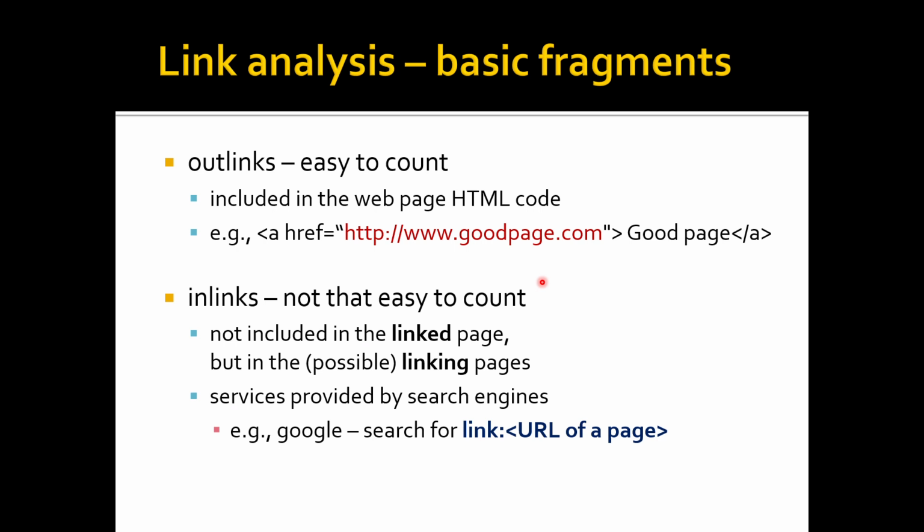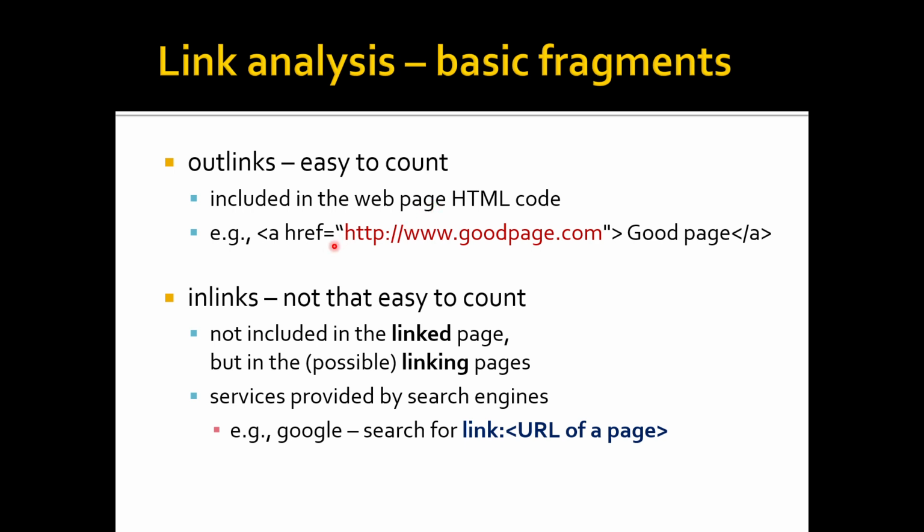But it's not so symmetric as it appears. Because outlinks are represented directly within the code of the web page. So in the HTML code, we have the well-known element A with href, some URL, and something that should be displayed. And this is something the creator of the web page can produce. So the number of outlinks is easy to count and easy to produce.